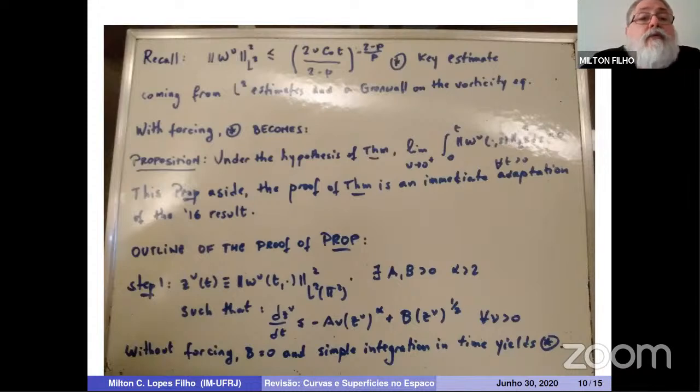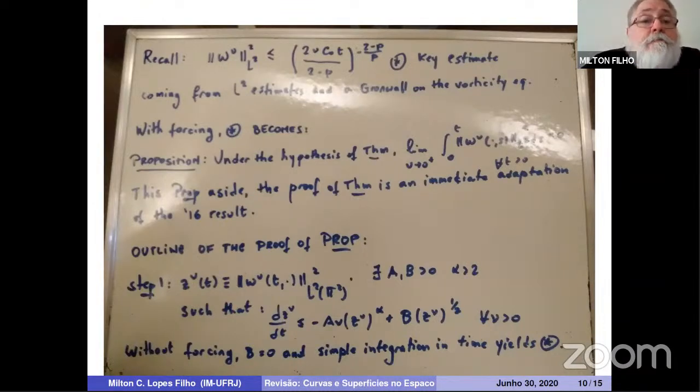So with forcing, this estimate star becomes, okay, to prove that the limit when nu goes to 0 plus, and here there's a typo, there's a nu missing here, of nu times the integral from 0 to t of the L2 norm squared of omega nu at time s, is equal to 0. This is what I want to show, and this will be enough to prove the theorem as I stated in the previous slide.